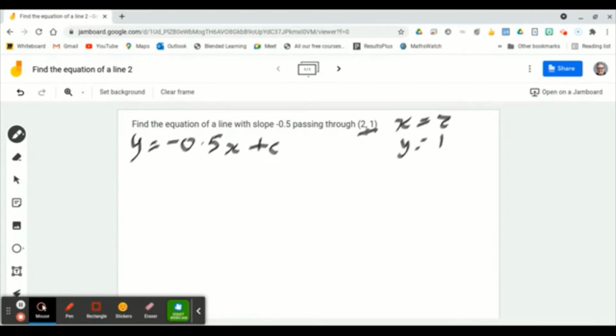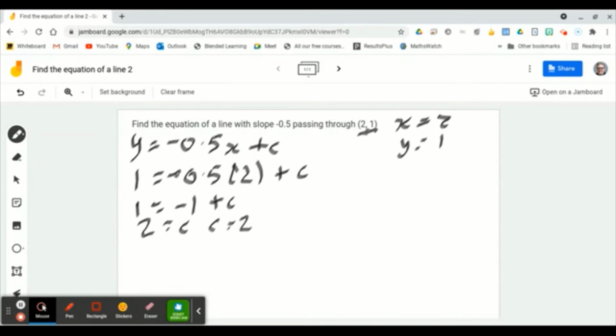So if we substitute those, we get y is 1 is minus 0.5 times a 2 plus c. Minus a half of 2 is minus 1, so 1 is minus 1 plus c. Add 1 to both sides, 2 equals c, or c equals 2, and my equation then must be y is minus 0.5x plus 2.